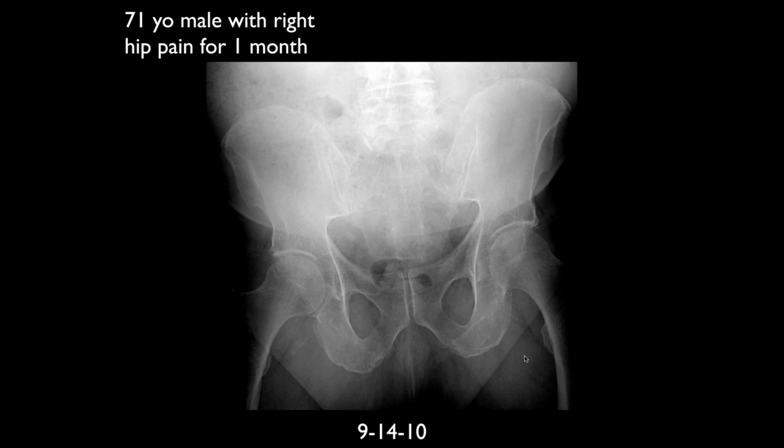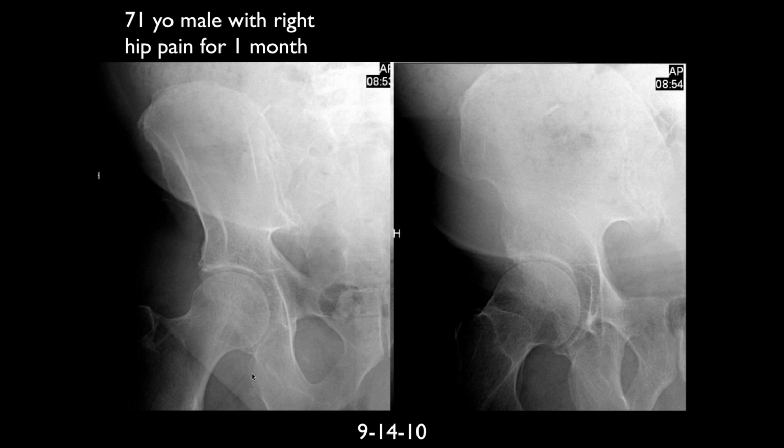Okay, so here we have a 71-year-old male with right hip pain for 1 month. There's some lucency along the right lesser trochanter. I can't tell if that's artifactual on the single image. And then here we're looking closer at that right hip.